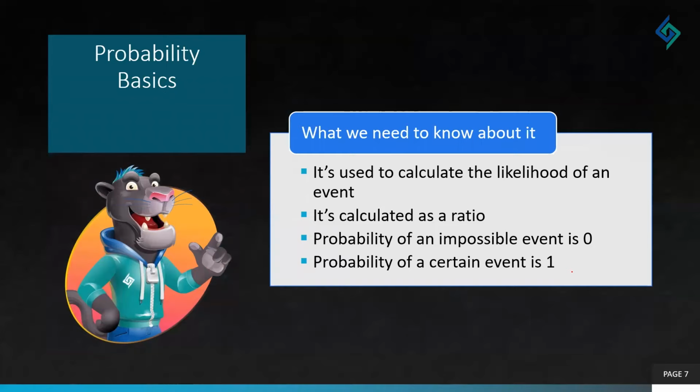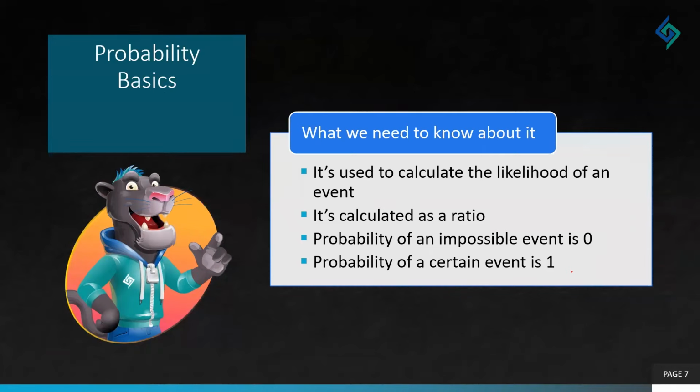Probability is always calculated as a ratio. It represents a mathematical value for the likelihood of an event happening. How likely is an event to occur? It's always calculated as a ratio of the number of favorable outcomes of a particular event by the total number of possible outcomes of the event. I hope everyone knows what probability is.